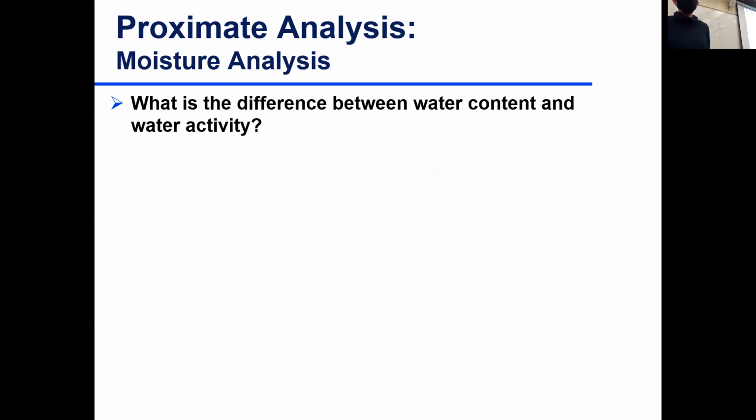What is the difference between water content and water activity? Go ahead, Grace. Water content is the total amount of water present in food. Water activity is free water versus water that's bound to other substances. Yes, this is the most common answer. If Ted was here today, he would not be very happy, but I will take that answer as correct because I'm not that picky.